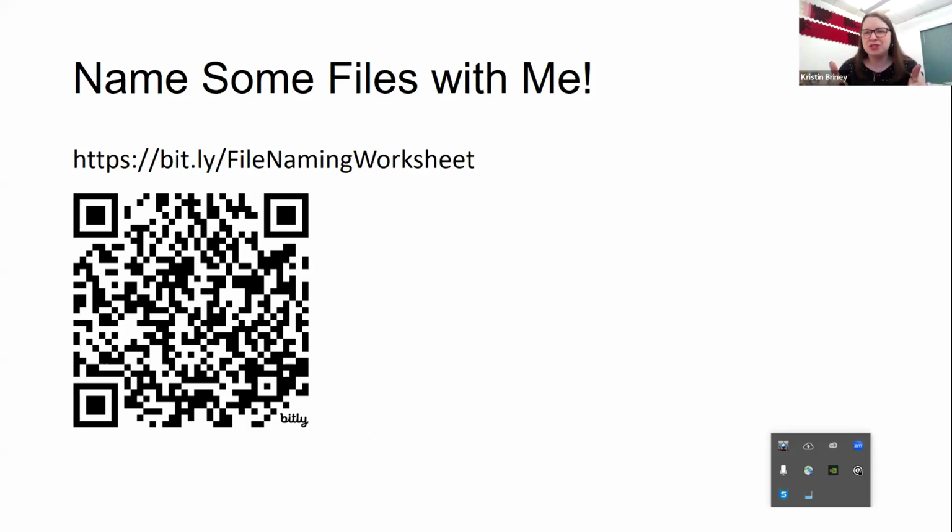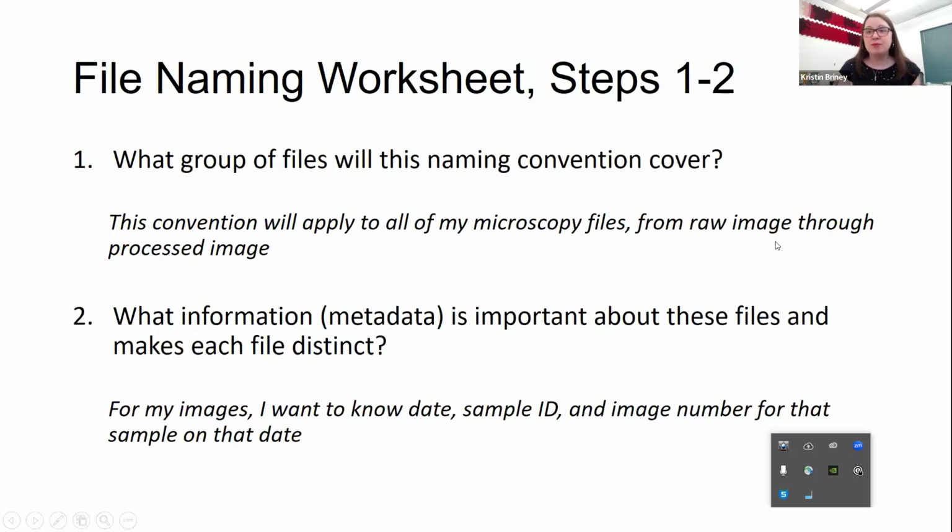I just want you all to know how to do this because I really think this is some of the best, easiest things you can do to make data management and data reuse easier. Okay, so let's get started with step 1. The first thing you want to do is figure out what group of files you are going to create the naming convention for.